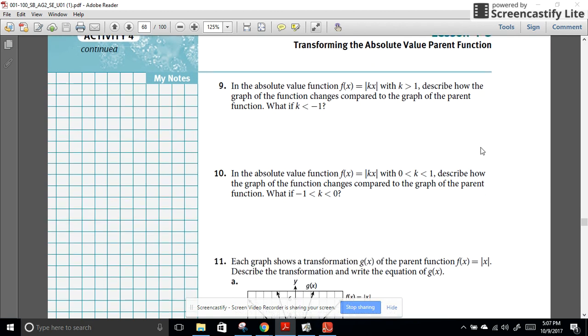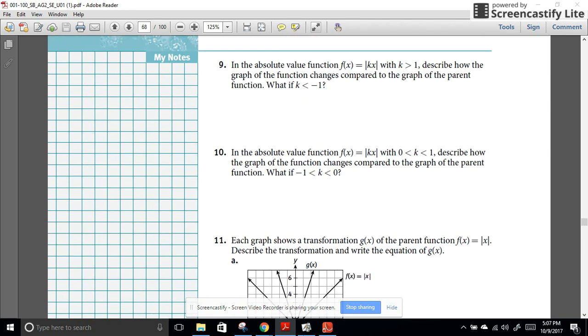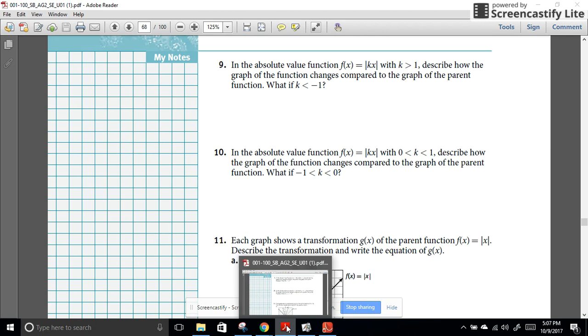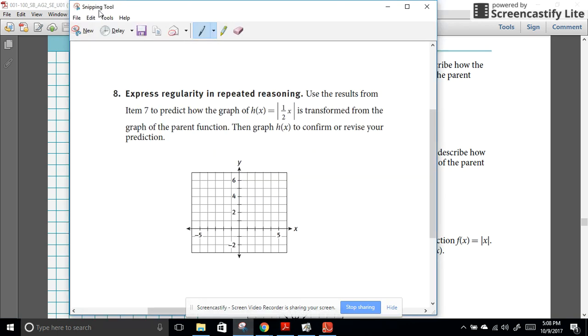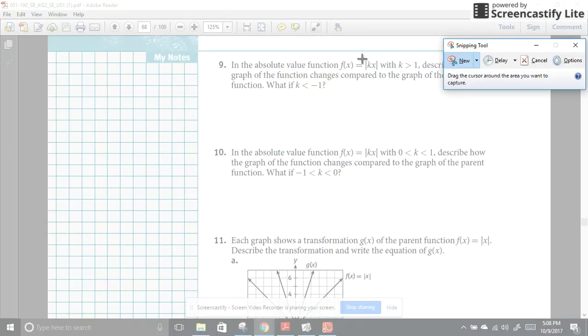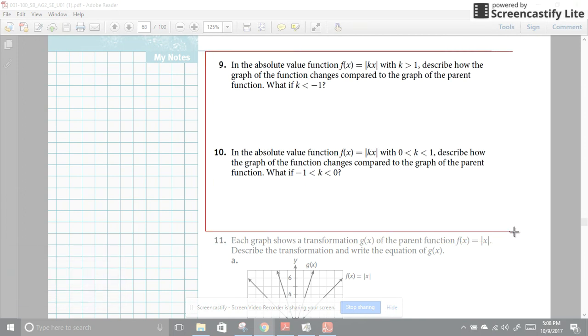Okay, so summarize it. If the number is greater than 1, what if it's a negative? I don't want to summarize right there. Okay, I guess I will. Let's just see what they say. No, I don't think I have it pulled up. Okay, so if K is, I can't write on that. Shoot. Let me copy and paste real quick. Move that out of the way. Copy and paste.